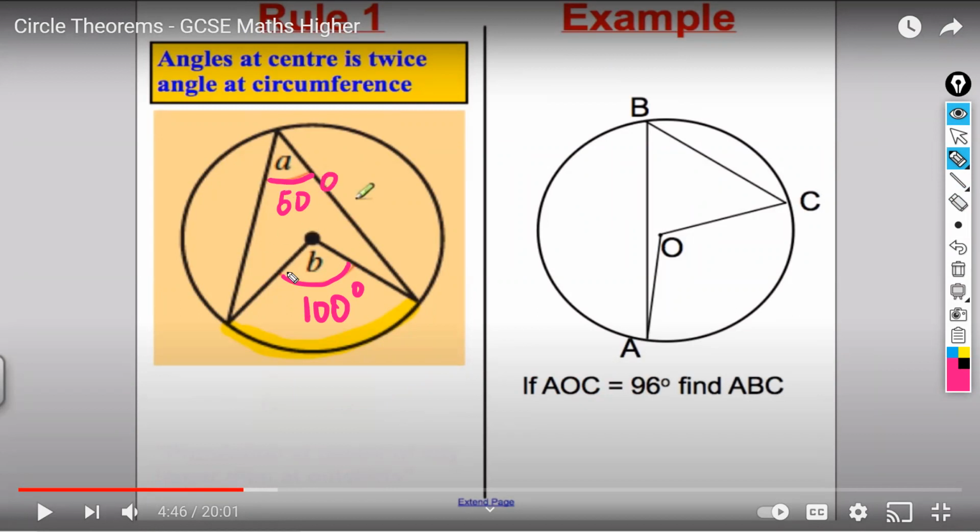So if we have this, like how you see here, guys, the angle at the center is 100 degrees, and the angle here is half, 50 degrees. Make sense? Yes, I hope it makes sense. So I'm going to give somebody an example now, right away. Angles at the center is twice the angle at the circumference.